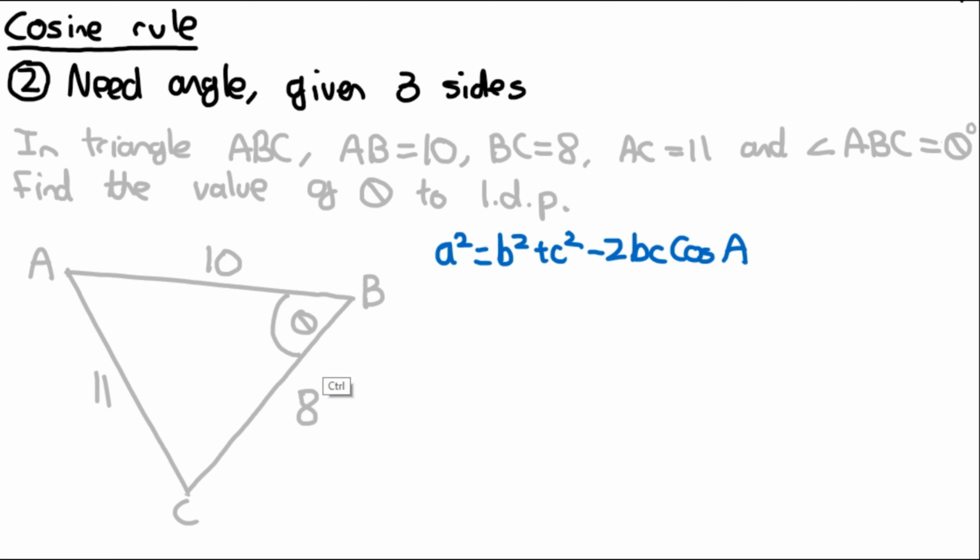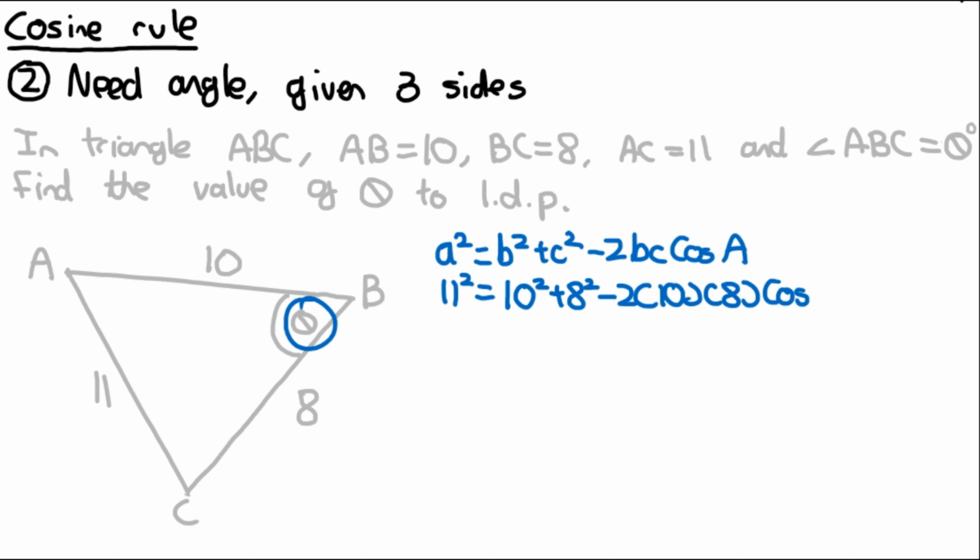So in order to do this, I'm not going to do the labeling. I'm just going to say that this is going to be A, so this is going to be 11 squared is equal to, and again the order of the other two doesn't matter, so I'll just make 10 b, so it's going to be 10 squared plus 8 squared minus 2 times 10 times 8, and there's going to be cosine of A, which is the angle that we need to find, theta.